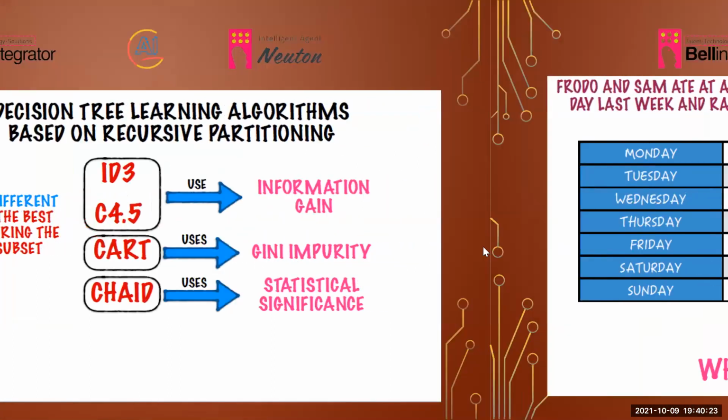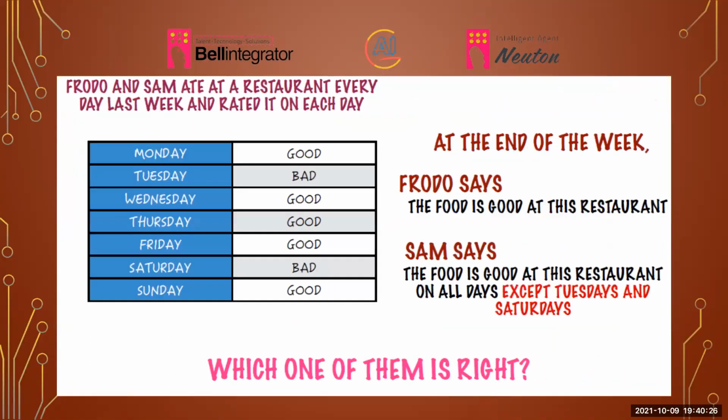So let's go ahead and get an example of how overfitting happens. Let's say Frodo and Sam, two friends, go to a restaurant every day. Okay. And after coming home, they rated the food. Let's say on Monday the food was good, on Tuesday the food was bad, and so on. So at the end of the week, Frodo came to a conclusion that overall the food is good at the restaurant. But Sam, being particular, said the food is good at the restaurant except for Saturdays and Tuesdays. Okay. Which one do you think is right?